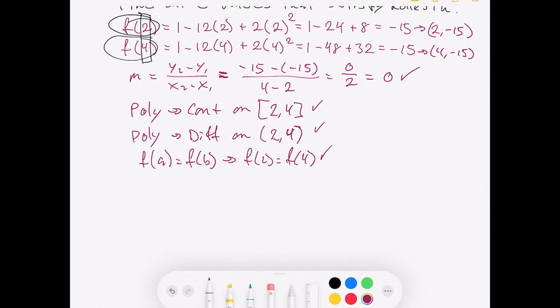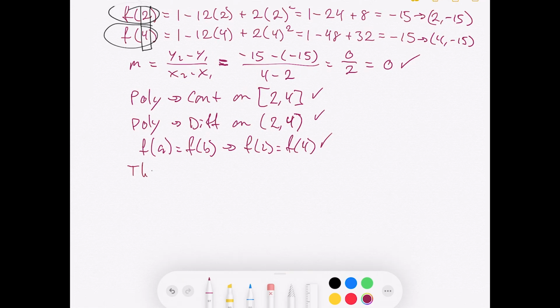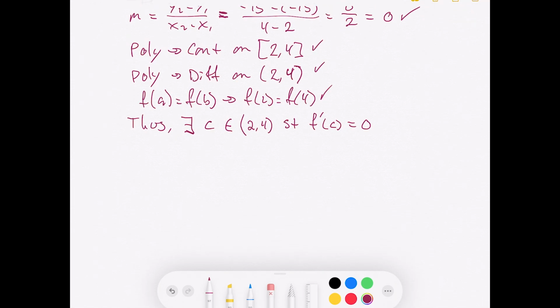Thus, there exists a c value that is a member of the open interval going from 2 to 4 such that the first derivative evaluated at that c value will equal 0. In other words, somewhere on the open interval we're going to find a tangent line that has a slope of 0. How do we find that point? How do we find that x coordinate?